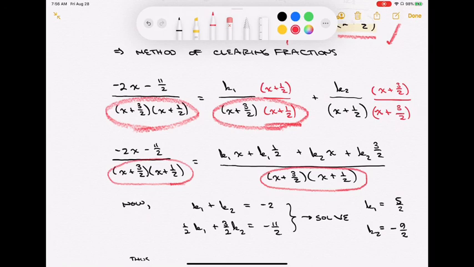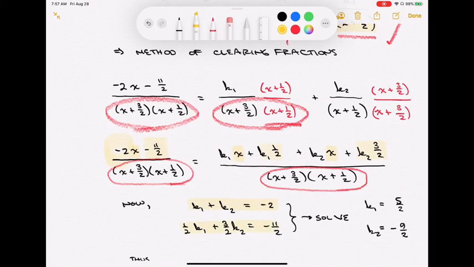So I look on the left here, and I see that the x term has a -2 coefficient. There is an x here, and there is an x here. So k1 plus k2 had better be equal to -2. That's an equation. I also know on the left hand side, the thing without the x is -11 halves. Well, I had k1 times a half and k2 times 3 halves added together had better give us -11 halves.